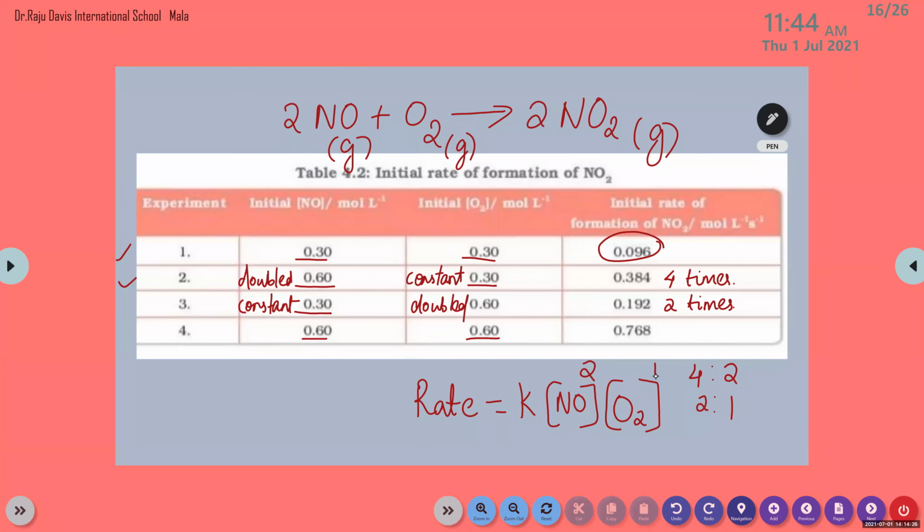Should we draw this box? It's in the textbook. No need to draw it again.